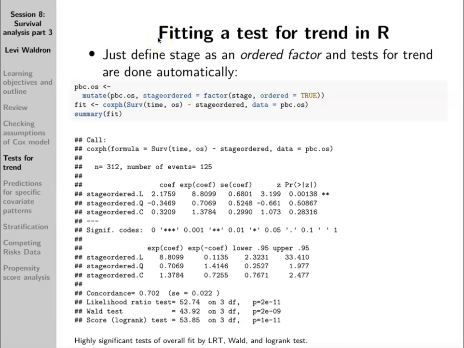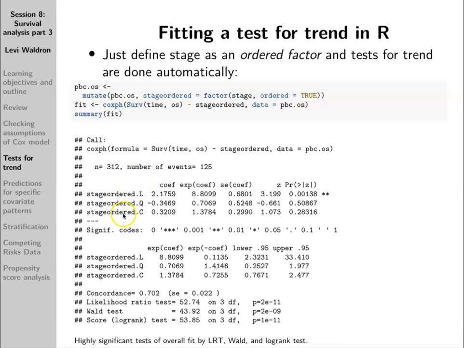This is actually very easy to do in R. All you have to do is define that stage variable, the categorical variable, as an ordered factor, and then tests for trend are done automatically. And you've already done some things with this factor function. All you have to do is add ordered equals true, and I'm creating a new variable here called stage ordered, and then using that in a regression, and that is all I'm doing.